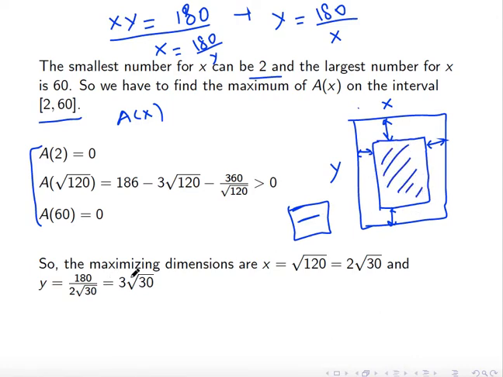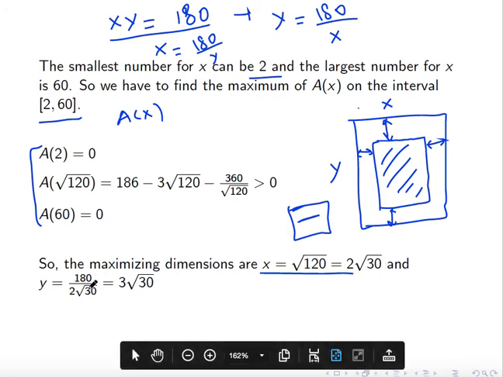So here we found x to be square root of 120, which is 2 square root of 30, and we can find y, the other dimension, and that's 180 divided by 2 square root of 30. If you want to find this, you just simplify. You will get 90 divided by square root of 30, and then you multiply the top and the bottom by square root of 30, and that becomes 90 square root of 30 divided by 30, which will give you 3 square root of 30.